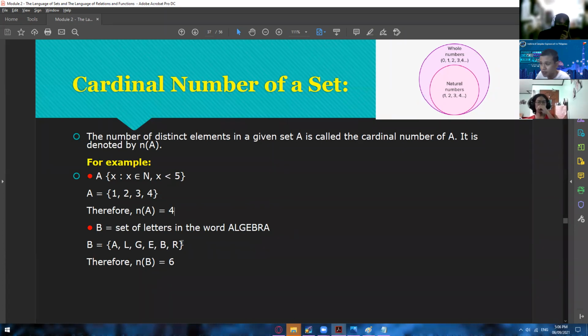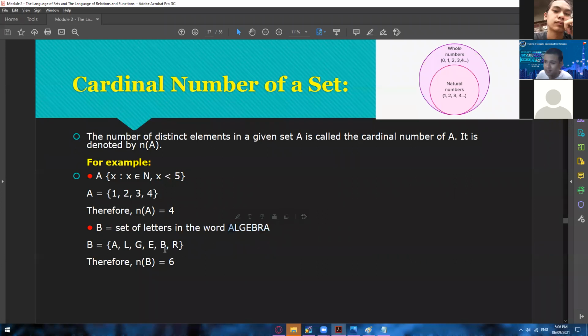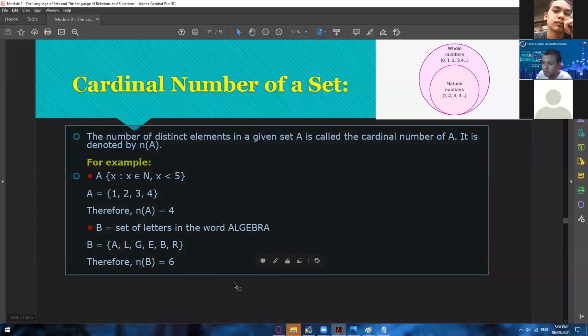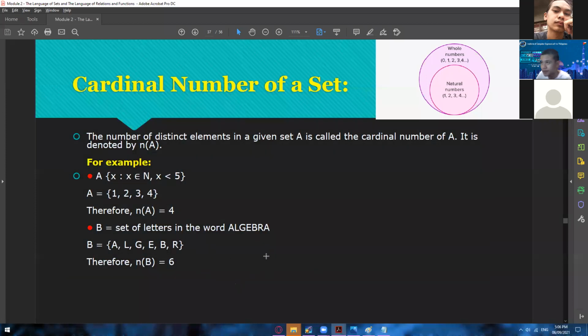And if you are going to take a look at this one, if you count, we have 2, 4, 6, 7. Yes, we have 7, but then again, we have a repeated element, which is A. So we can just remove the other one. As a result, we now only have A, L, G, E, B, and R. So we now have a total of 6 elements instead of 7. Okay, so I hope we're clear with the cardinal number of the set.